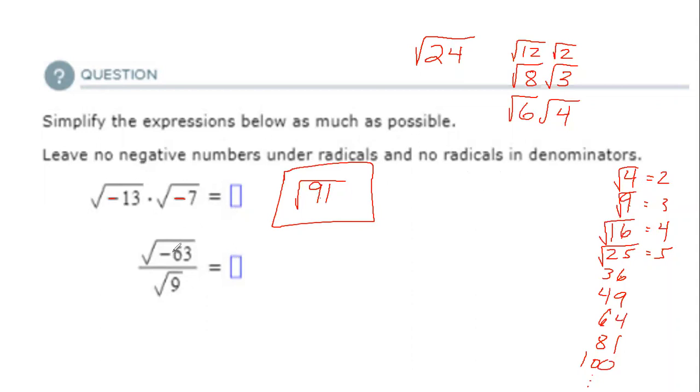Now, these numbers right here, square root of negative 63 divided by the square root of 9. The nice part is I notice that right there is one of my perfect squares. And so I can automatically simplify this to that right there.